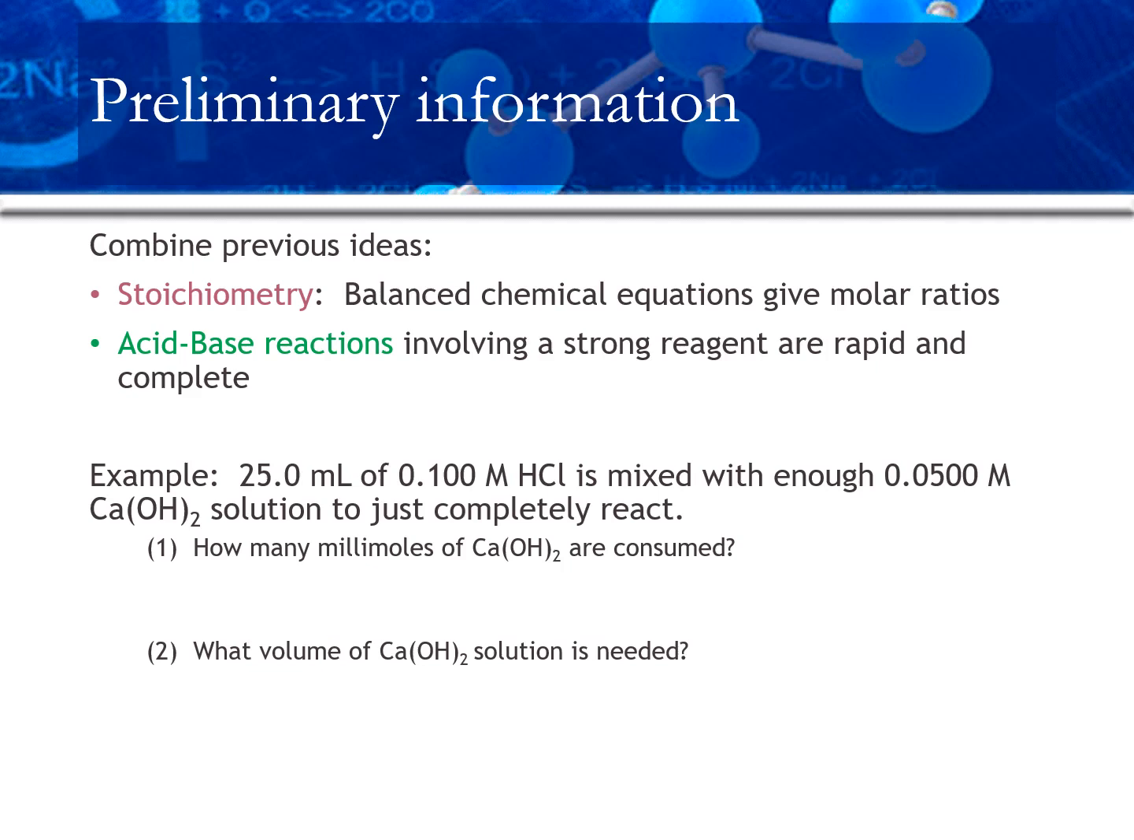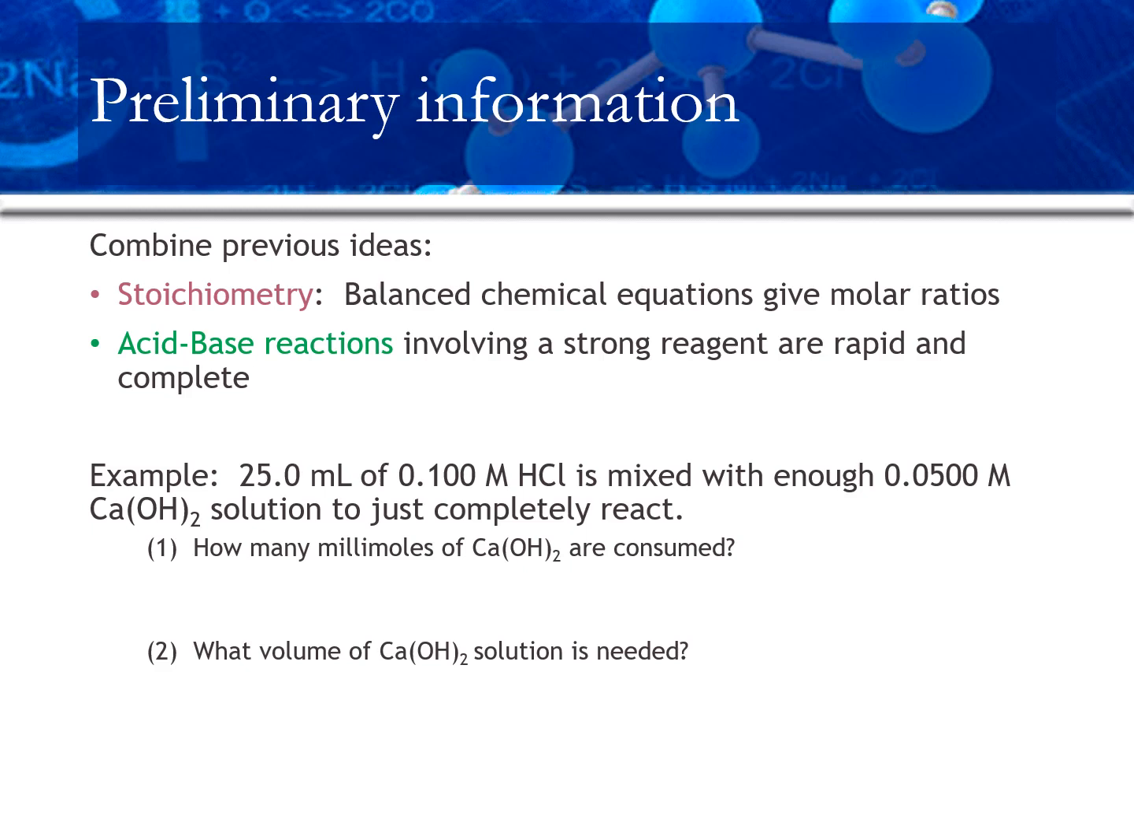So let's look at these ideas. We're really using previous ideas, stoichiometry. We know balanced chemical equations give molar ratios, and we can get to molar ratios from molarity, concentrations. And we know properties about acid-base reactions. We know that if they involve a strong reagent, they are rapid and complete, so that we can assume that when we mix things, they react. So let's just look at some examples of some stoichiometry type calculations involving concentrations.